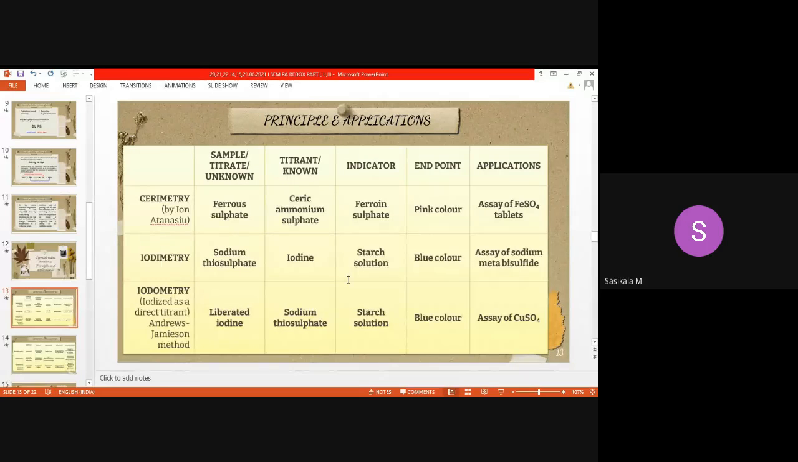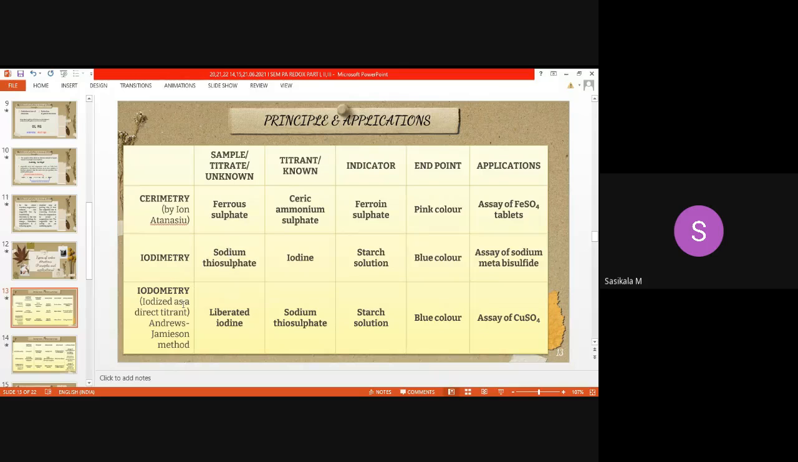So what will be the indicator? Starch solution. Iodine always interacts with starch to give a blue color. So the appearance of the blue color is the end point of the titration between iodine and sodium thiosulfate. Here, what is the oxidizing agent? Iodine is the oxidizing agent. What is the reducing agent? Sodium thiosulfate is the reducing agent.